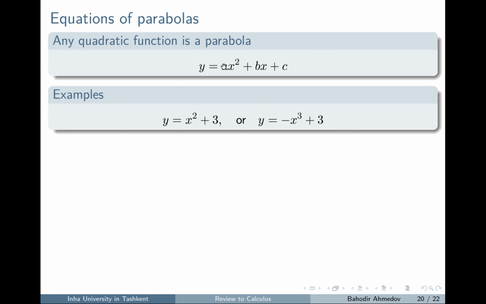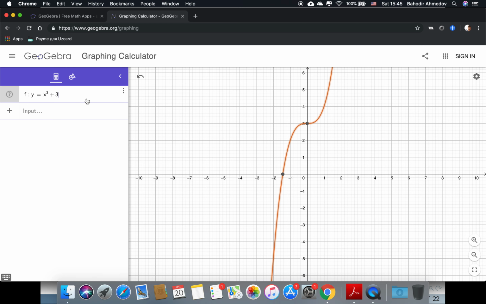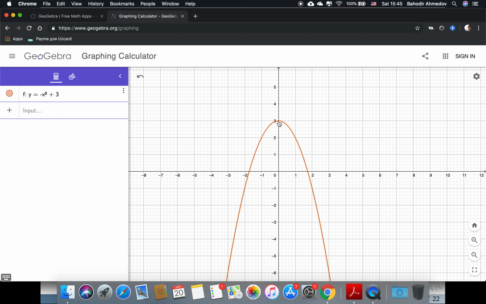Depending on the sign of the a, we define whether the parabola is looking upward or looking downward, right? For example, if I draw the parabola y is equal to x squared plus 3, it's going to be a parabola looking upward with the vertex at (0, 3), right? At this point, I'm going to call this the vertex of the parabola. If I put here the minus, the sign of the a is going to be negative, then the parabola is looking downward with the same vertex here.